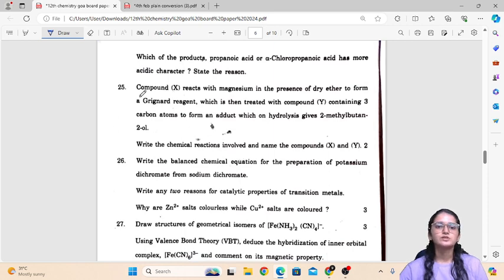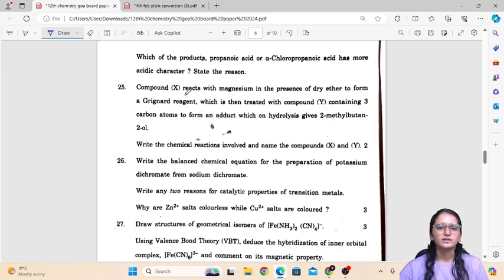Okay, now next question is 25th, that is compound X reacts with magnesium in the presence of dry ether to form a Grignard reagent, which is then treated with compound Y containing 3 carbon atoms to form an adduct, which on hydrolysis gives 2-methyl butane 2-ol. Write the chemical reaction involved and name the compounds X and Y.